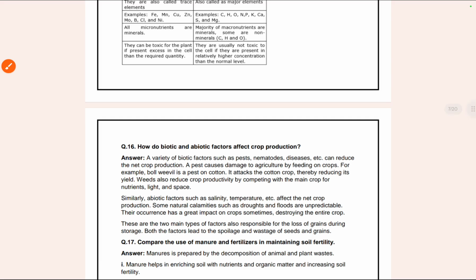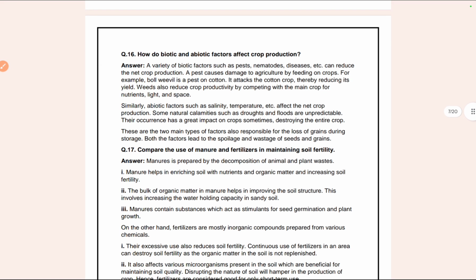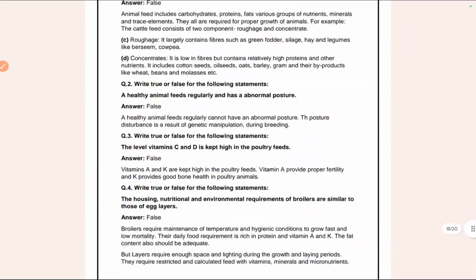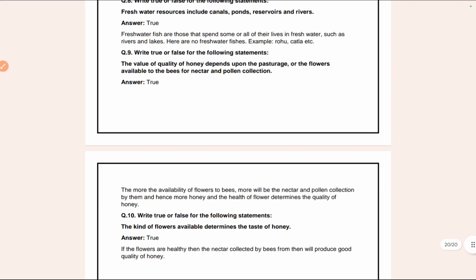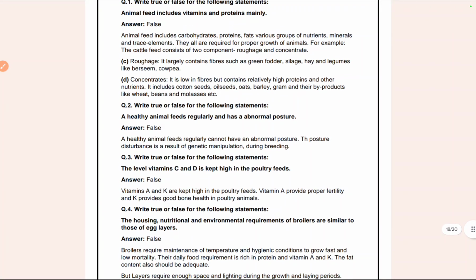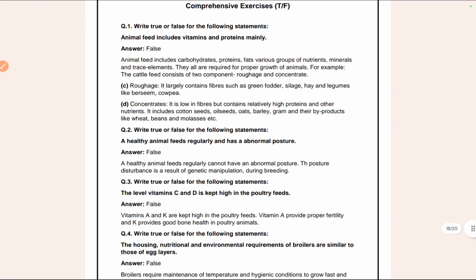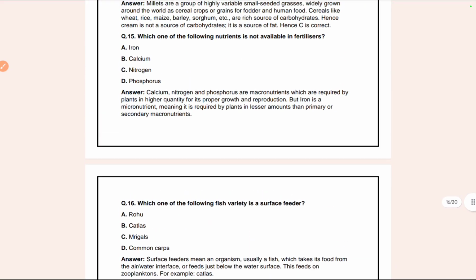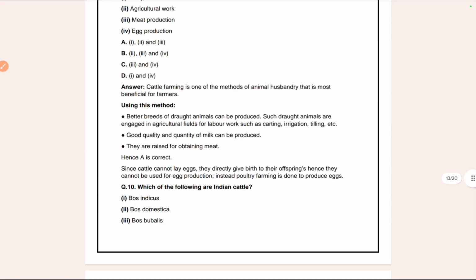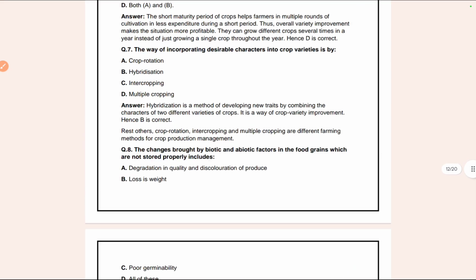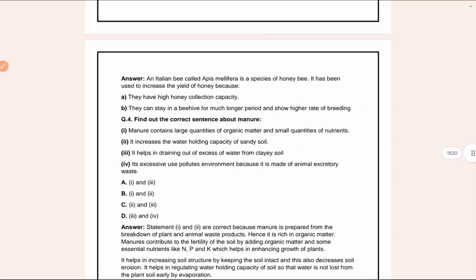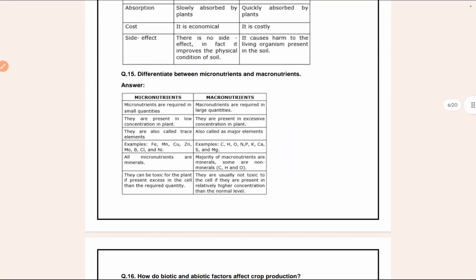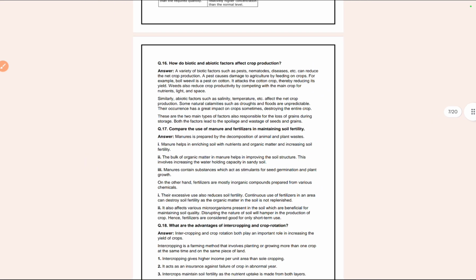These are the 15 questions from this chapter. In the next video we are going to go with the 16th question. At the end of this PDF we have true false and some comprehensive exercises of true false. We also have some MCQs. In the next video we are going to do all these MCQs and the one word definitions, and we will also complete the rest of the question answers, starting from the 16th question.